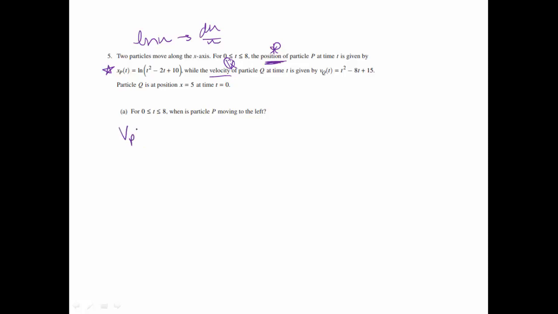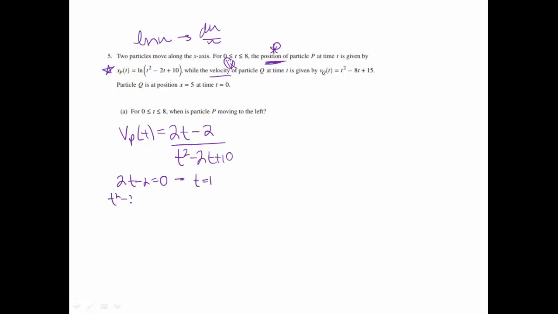So the velocity of particle p is equal to du, the derivative of t squared minus 2t plus 10, which is 2t minus 2, and then over u, our u would be t squared minus 2t plus 10. So I found that velocity. If I want to know when it's moving to the left, I am going to find the critical numbers and make a velocity chart. To find critical numbers, I'd set the numerator equal to 0 and then the denominator equal to 0. If I set the numerator equal to 0, I'm going to get t equals 1.